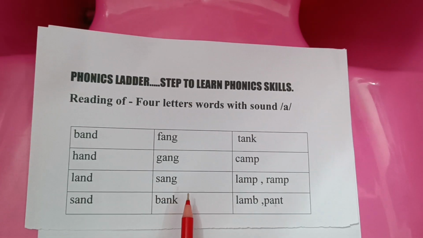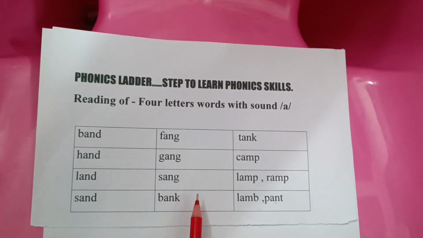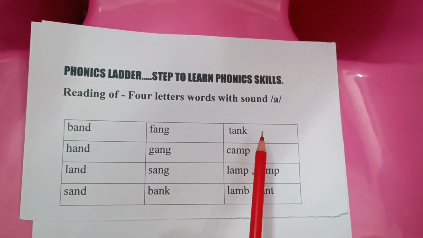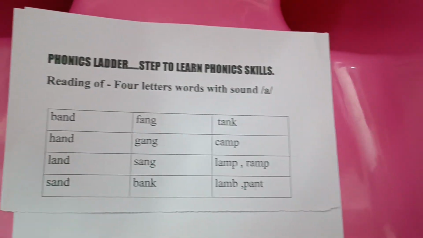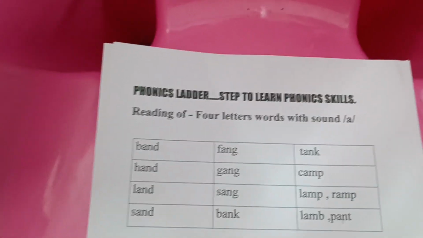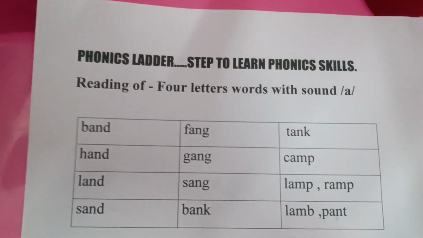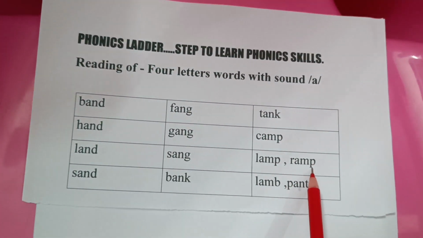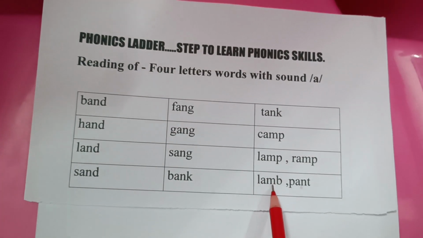A-N-K ank hota hai. To B ank bank. T ank tank. Abhi A-M-P amp. To K amp camp. L amp lamp. R amp, L amb.